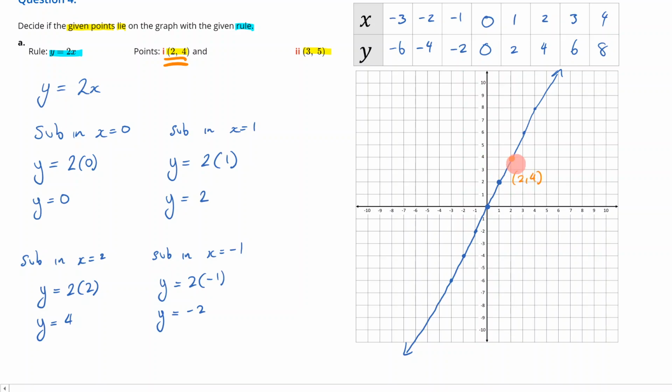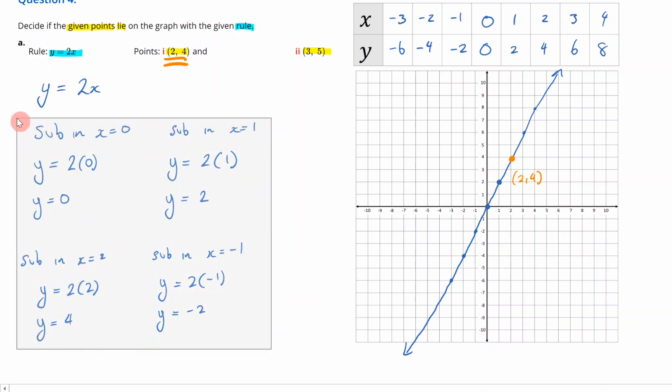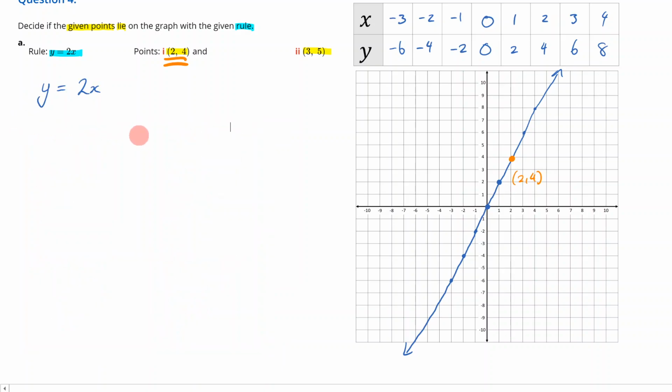So does the point (2, 4) lie on the line? In other words, is it a part of the line? And the answer is yes, it's lying on the line. It's on top of it. And you can see that conceptually by looking at what we've just created. But did we have to actually draw it to check whether or not this is true? And we didn't, because what we could have just done is the following.